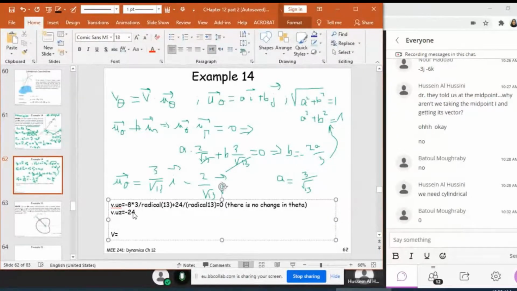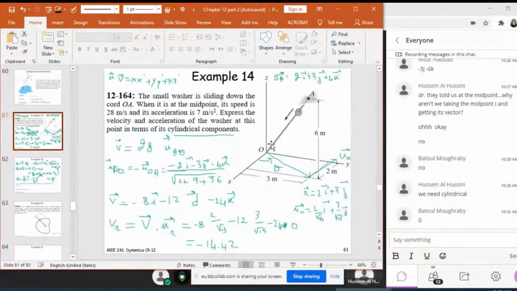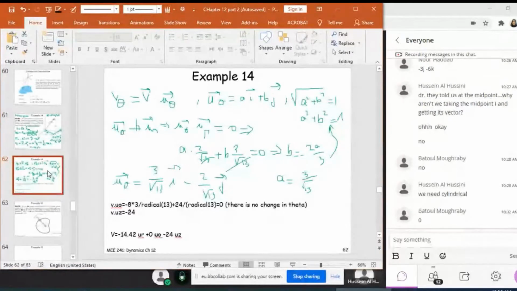And this means, guys, that V will be equal, in vector form, of course, to, what is V dot UR? It is minus 14.42, so V will be equal to minus 14.42 UR plus 0 U theta minus 24 UZ. Okay. Now, guys, you can do the same for A, because A also has the direction of minus OA, and it has a magnitude of 7. So instead of having 28 here, in A you will have 7, and then you can use the same strategy to find A in cylindrical coordinates. All right? Now, whenever I know V in UR, U theta, UZ, I can find the magnitude of V. If the question is also to find the magnitude, it is radical of 14.42 squared plus 24 squared. So this is for this problem.